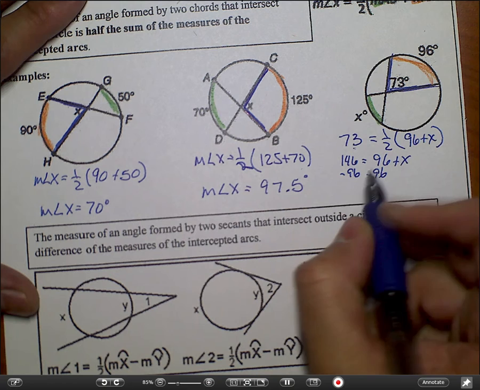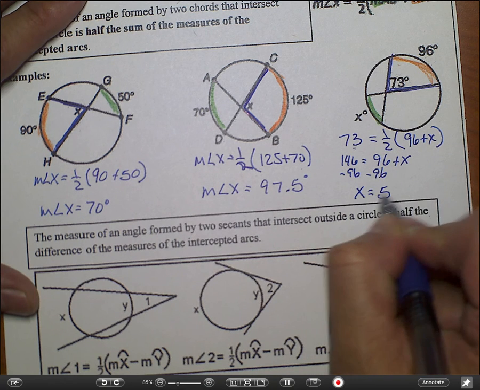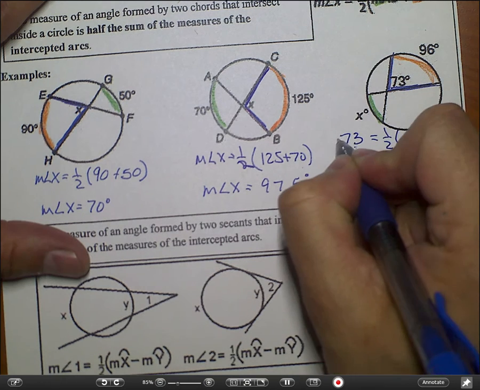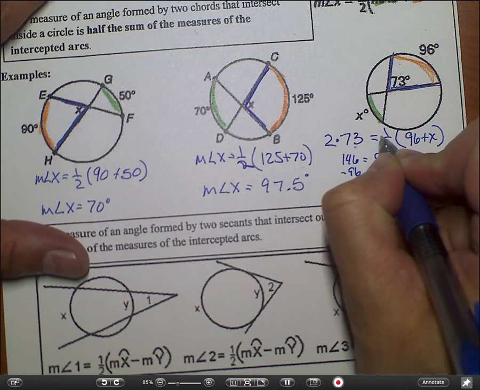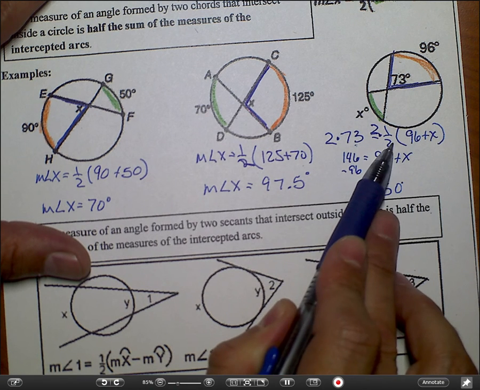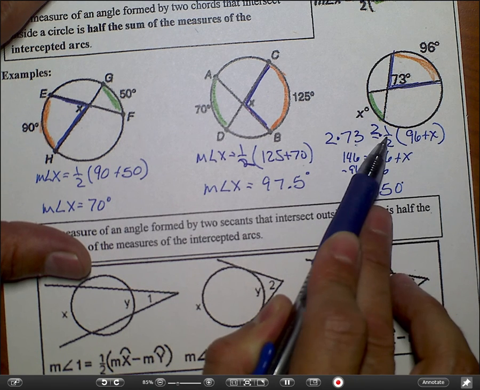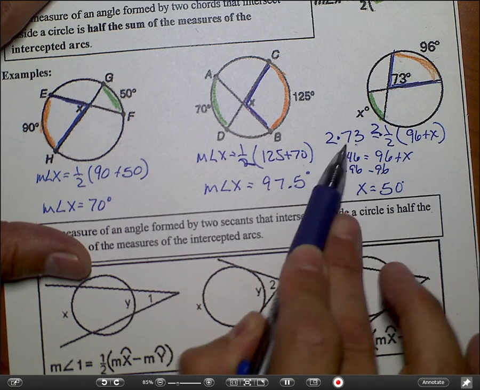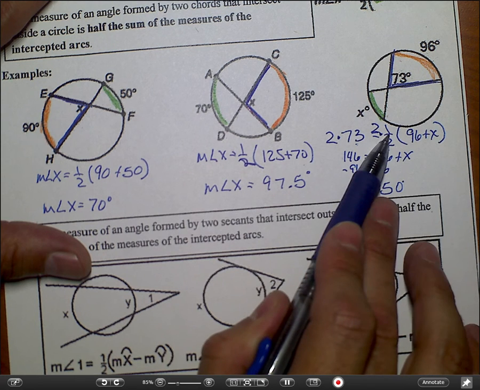50. Now, if I multiply both sides by 2, watch this. I'll show you. So, times 2 and times 2. What's 2 divided by 2? 1. So this fraction's going to go away. Since whatever I do to one side, I have to do to the other, I turn this into 146, and now the fraction goes away.